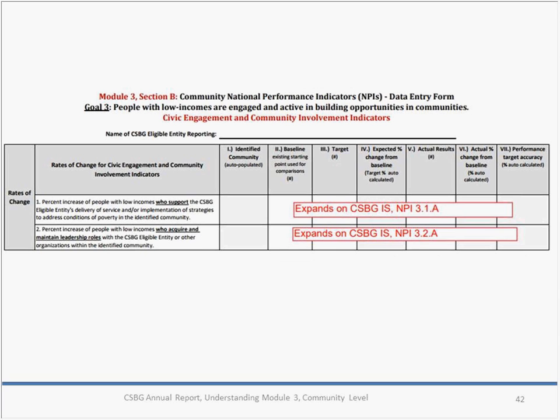So that's civic engagement and community involvement indicators. This is reporting on goal 3, which is people with low income are engaged and active in building opportunities in communities. An example is the percent increase of people with low income who acquire and maintain leadership roles with the CSBG eligible entity or other organization. Work that you may be doing, you might have been reporting in 3.1 or 3.2.